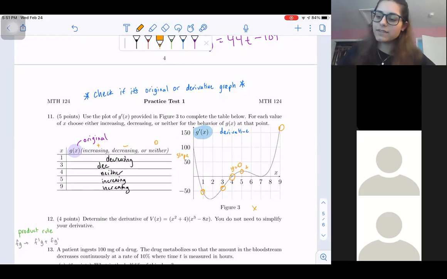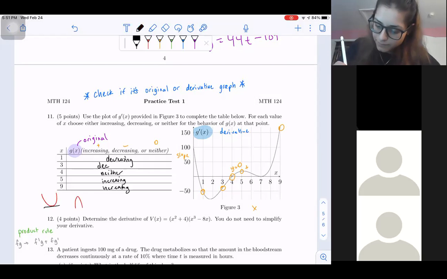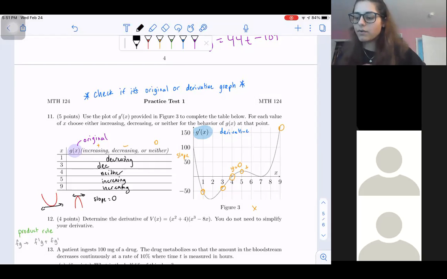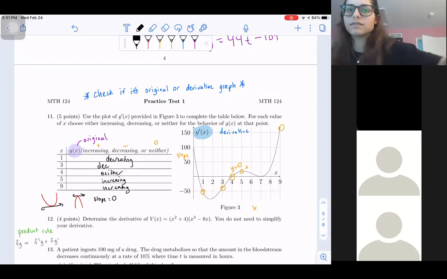So a good example is if you look at a parabola, at the vertex of that parabola, here or here, slope is 0. So when we have x equals 4, the slope of g of x is probably like at the vertex of a bump. Any questions about 11?